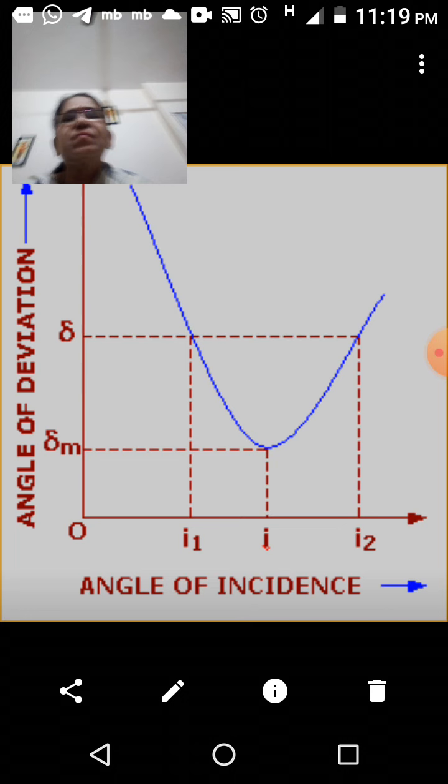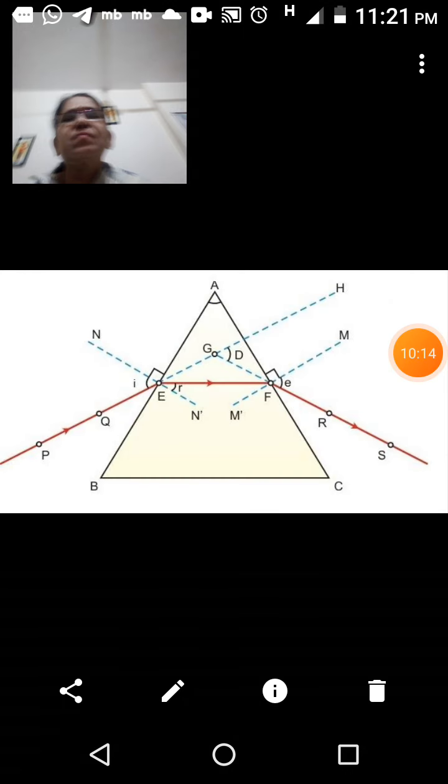This angle of deviation having minimum value is of great significance. The minimum value of angle of deviation is called the angle of minimum deviation, denoted by delta m in the figure. Now coming back to this figure, if the angle of deviation is delta m, this is a special case for the refraction of light through a prism.